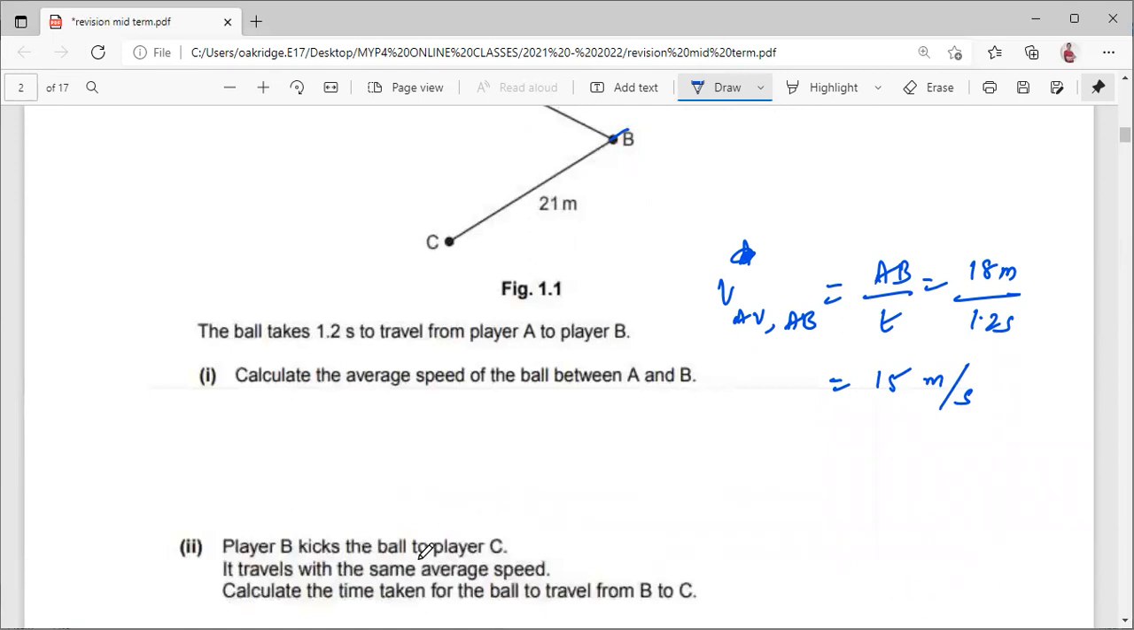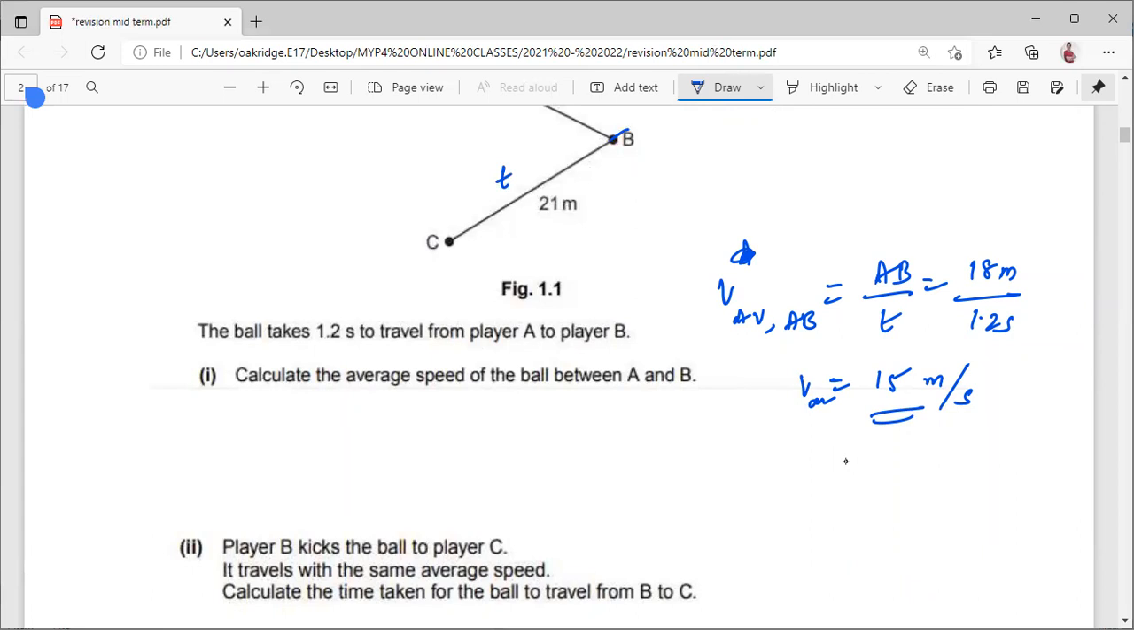Next, player B kicks the ball to player C. Okay, he kicks from here. It travels with the same average speed, which means the average speed here is 15 meter per second. Then calculate the time taken for the ball to travel from B to C. So here, what is the time taken? Okay, now we do not know what is the time.